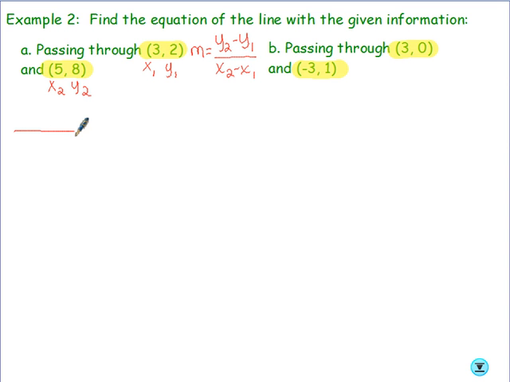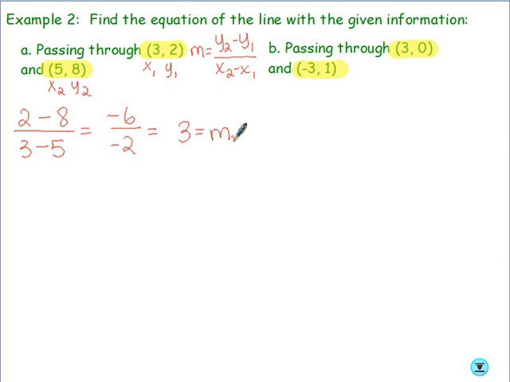Let's fill in what we know. y2 is 2 minus y1 is 8. On the denominator, x2 is 3 minus x1 is 5. Okay? So now we're ready to do some basic math. 2 minus 8 is -6. 3 minus 5 is -2. If we divide -6 by -2, we end up with a positive 3. So this is your m.